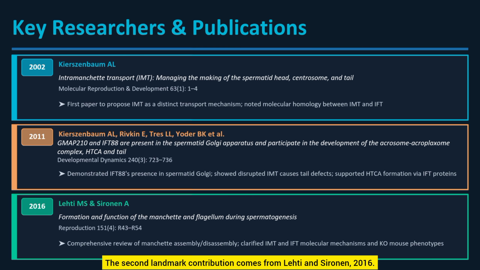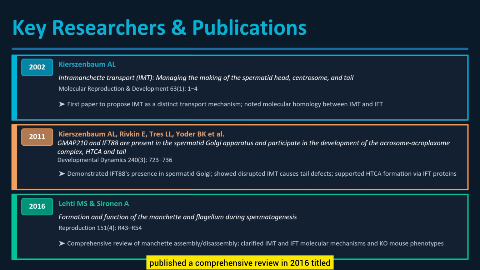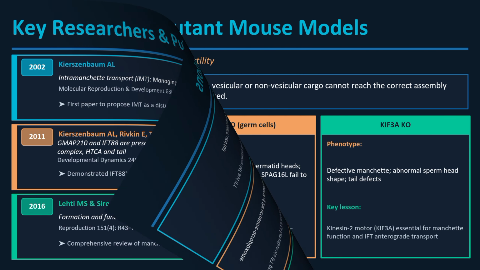The second landmark contribution comes from Lehti and Saarinen, 2016. Mari Lehti and Anu Saarinen, from the Natural Resources Institute Finland and the University of Turku, published a comprehensive review in 2016 titled Formation and Function of the Manchette and Flagellum During Spermatogenesis, in the journal Reproduction. This review brought together all existing knowledge on manchette assembly and disassembly, IMT and IFT mechanisms, and their consequences in mutant mouse models. It remains one of the most cited reviews in this field.